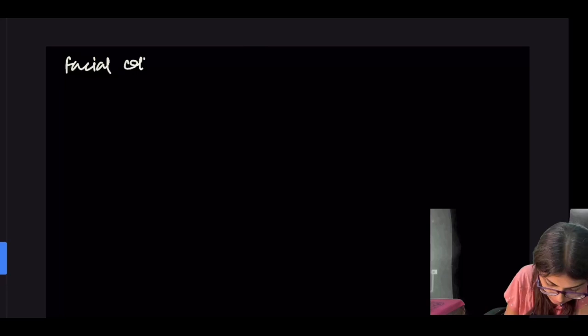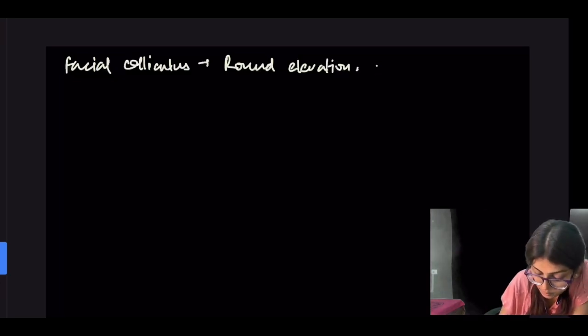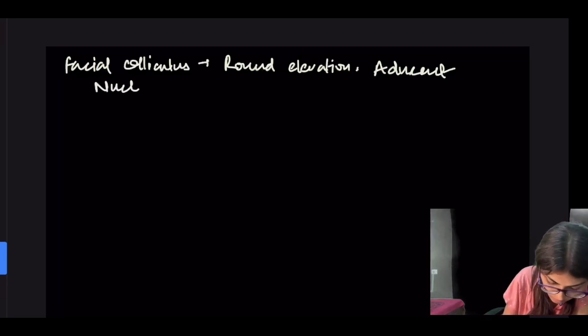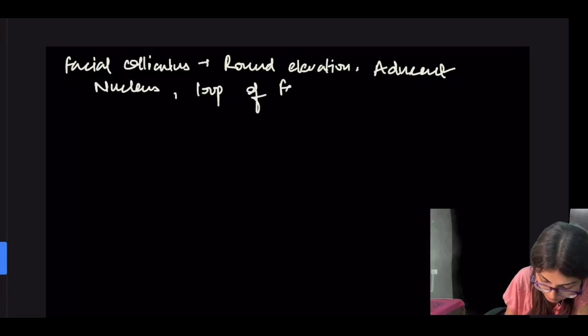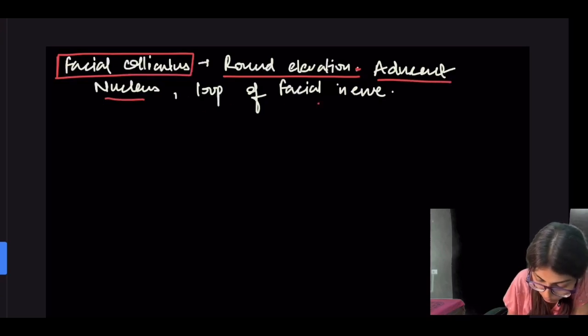Facial colliculus is a round elevation. We have the abducent nerve, the abducent nucleus. This structure is elevated because deep down is present the abducent nucleus, and around it there is a loop of the facial nerve. So the facial colliculus is a rounded elevation, and deep down we have the abducent nucleus with a loop of the facial nerve.